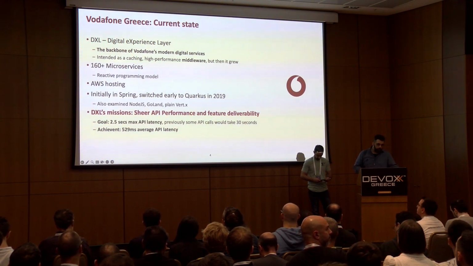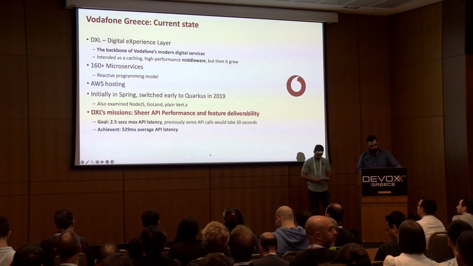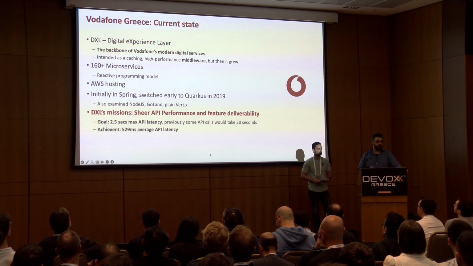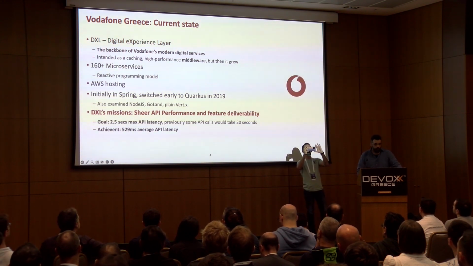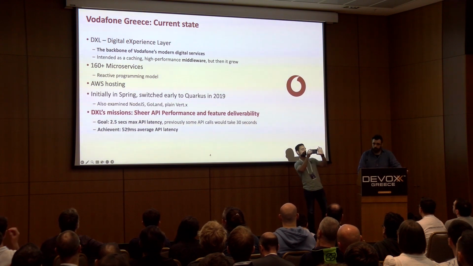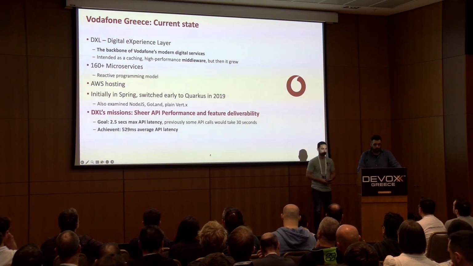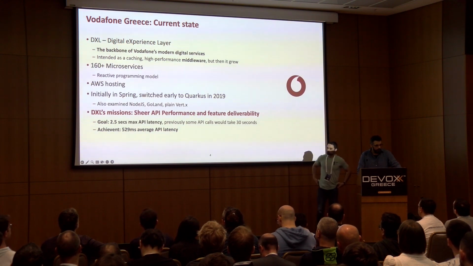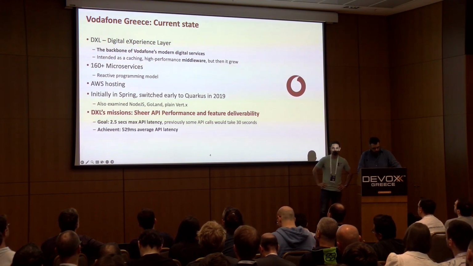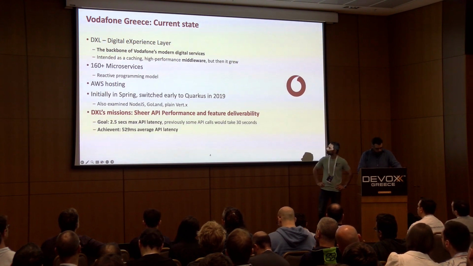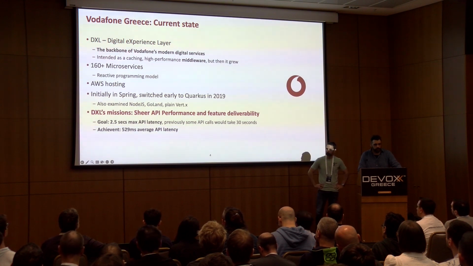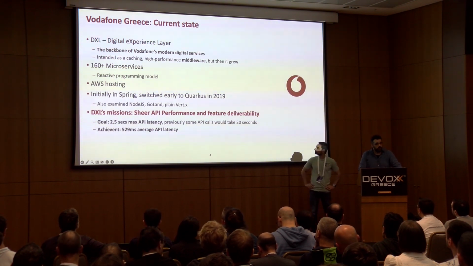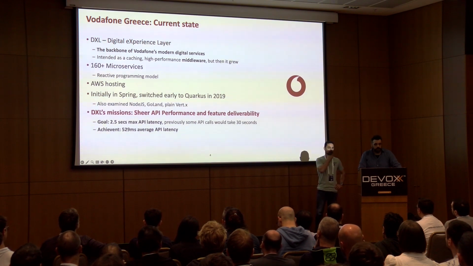Before we are able to do that, let's talk a bit about what the digital experience layer in Vodafone Greece is. In short, it's the backbone of Vodafone's digital infrastructure, like the My Vodafone application and the website, and many other REST APIs that external people are using. It is comprised of 160 microservices, and it's rapidly growing. We are hosted on Amazon, and it served initially as an intermediate caching layer. We are going to see how it works in a minute.